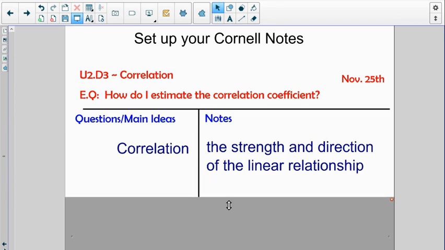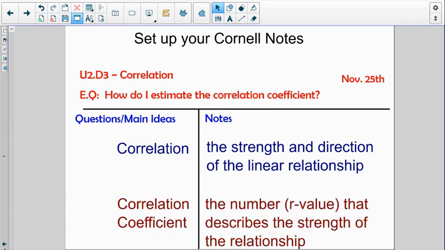The way that we describe the correlation using a value or a number is called the correlation coefficient. The coefficient is a number, just like it is when we're solving equations. The coefficient of the variable is the number in front of the variable. The correlation coefficient is a number that describes the strength of the relationship, describes how strong it is.